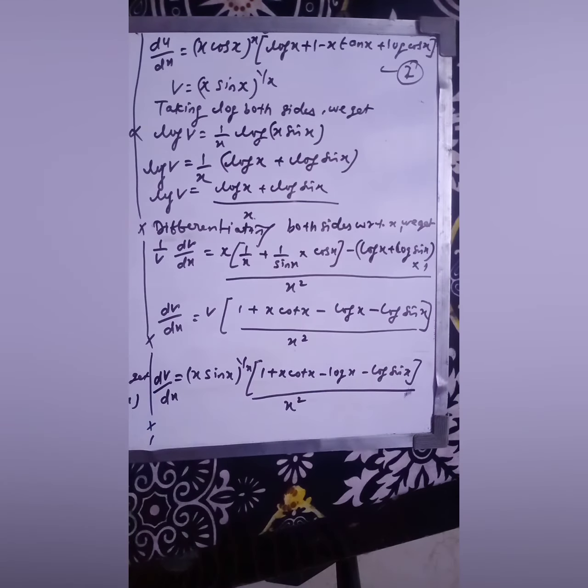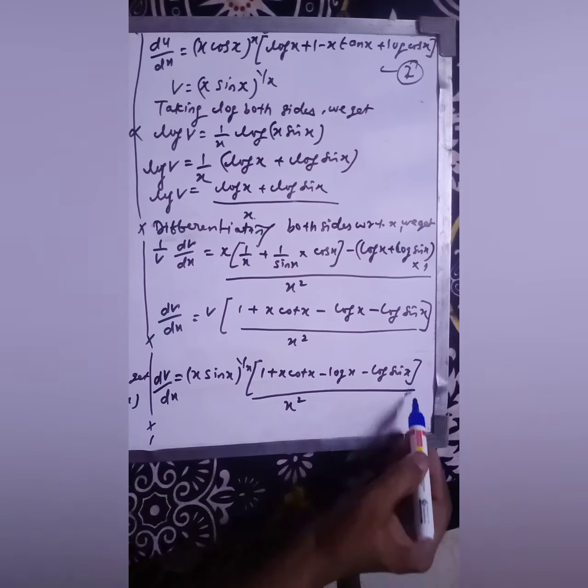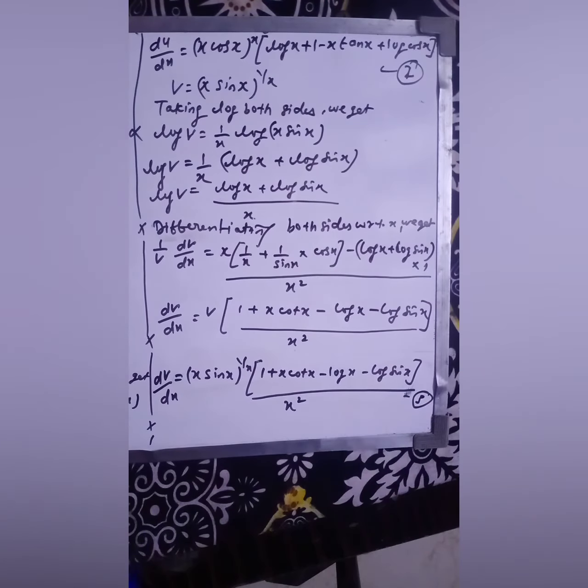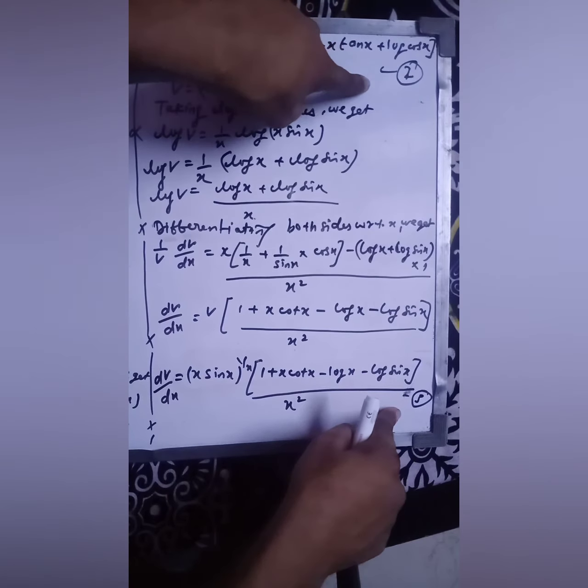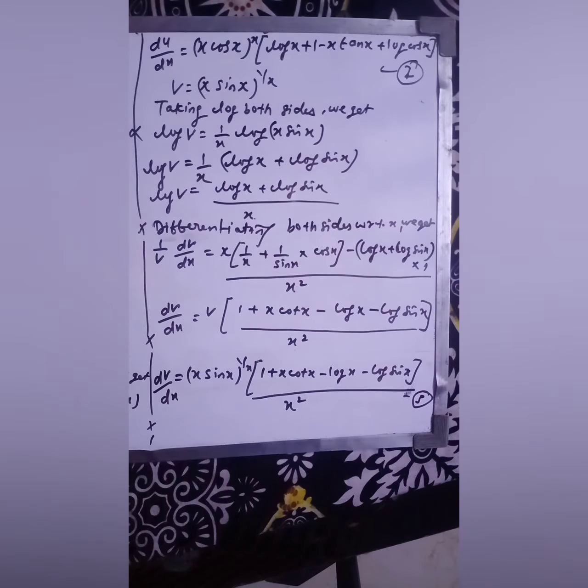Now you have a value of dv by dx and you have a value of du by dx. These two values you have, here and here, and you just have to put these values in equation number 1. That's it, nothing else you have to do. I'm not showing it, you have to do it, just put this value in equation number 1 and you will get dy by dx. Got it? So this is how we can solve this question number 11.